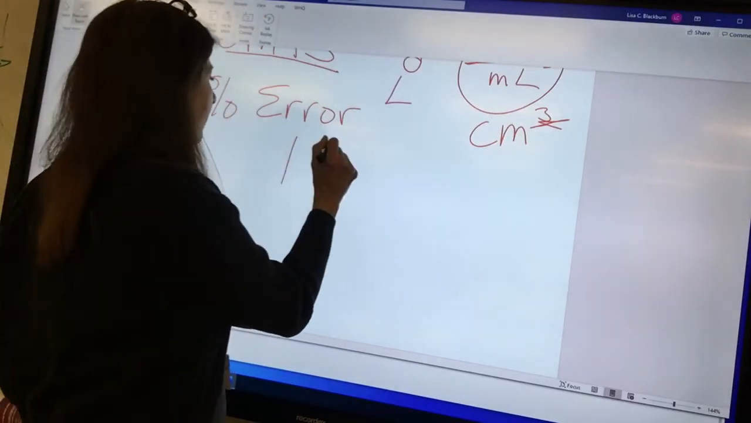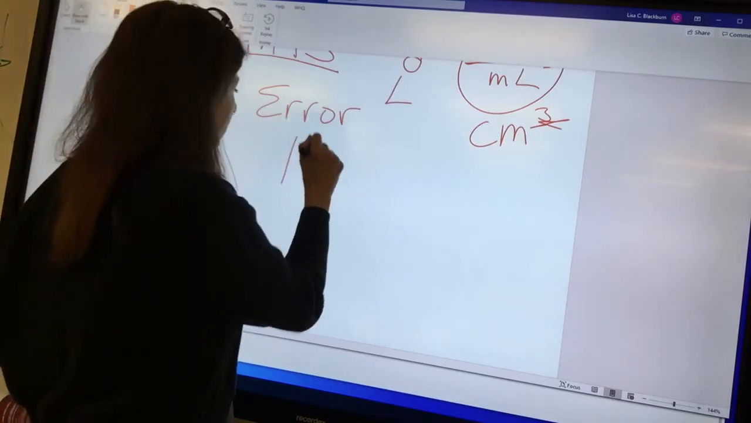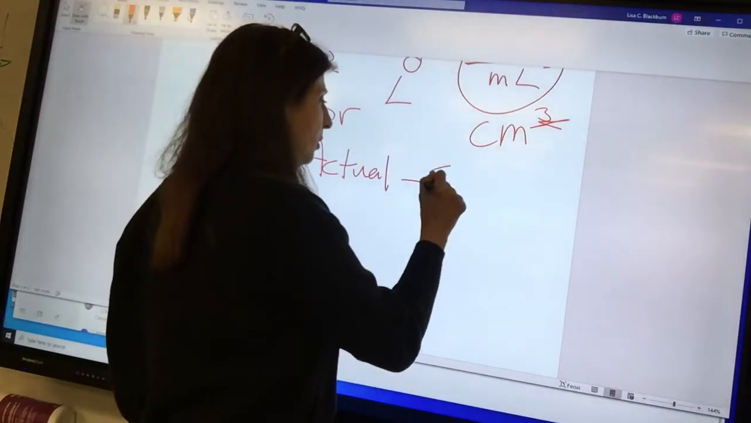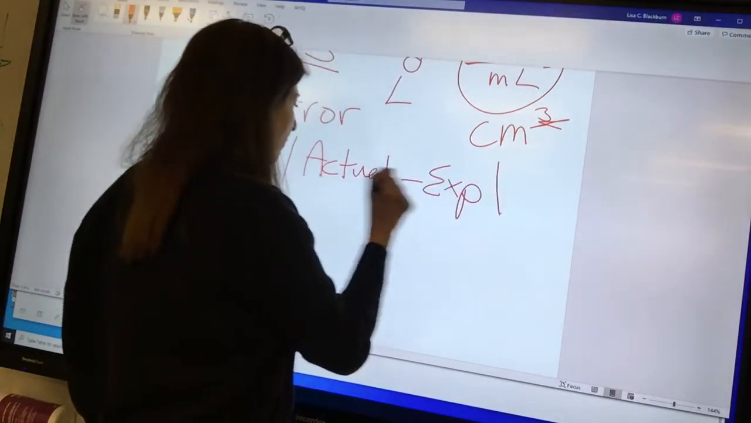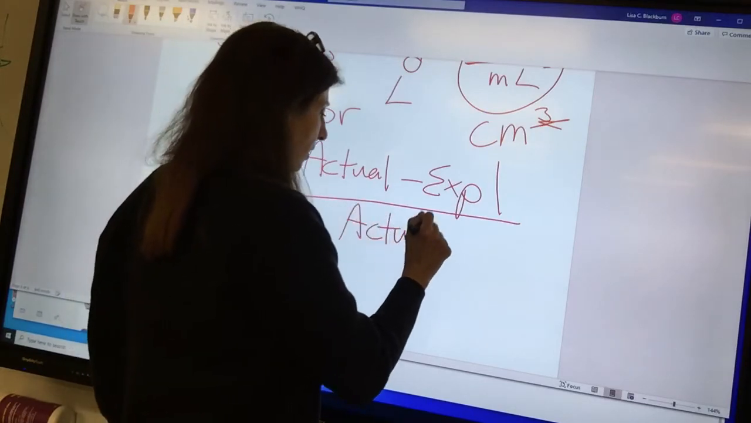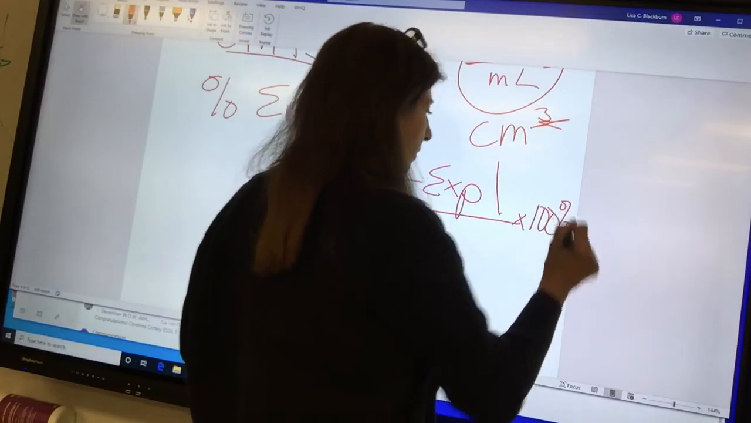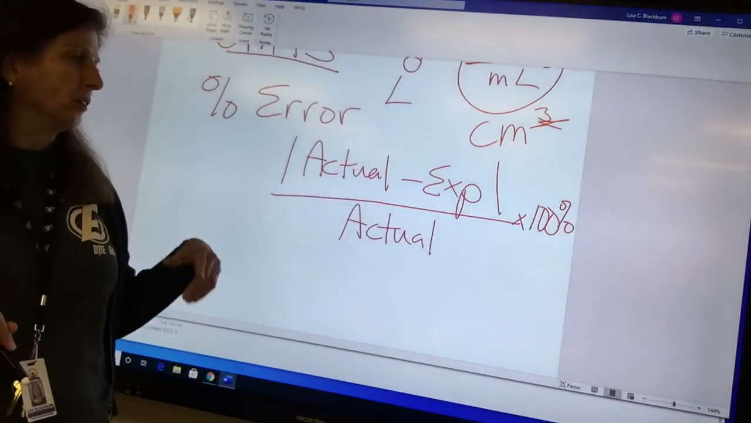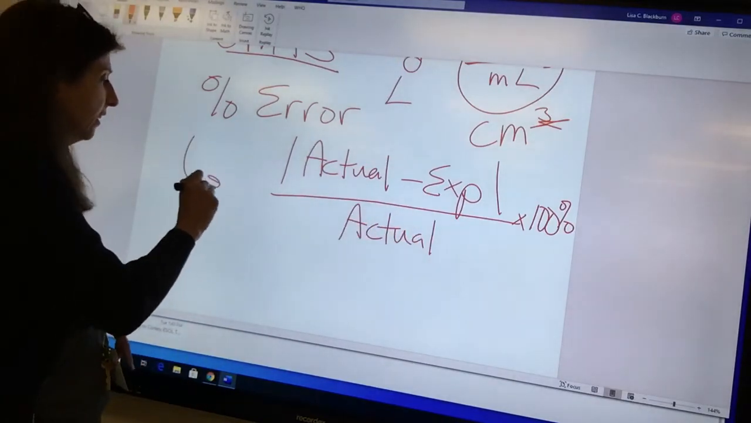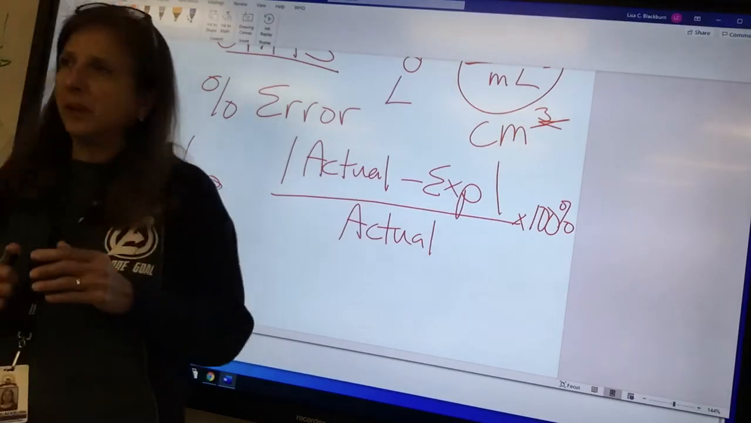Okay, so we're gonna take the actual minus the experimental, the absolute value, divided by the actual, times 100. Okay, actual minus experimental divided by actual times 100 is how you can get the percent error. My little pen came apart. All right, does that make sense?